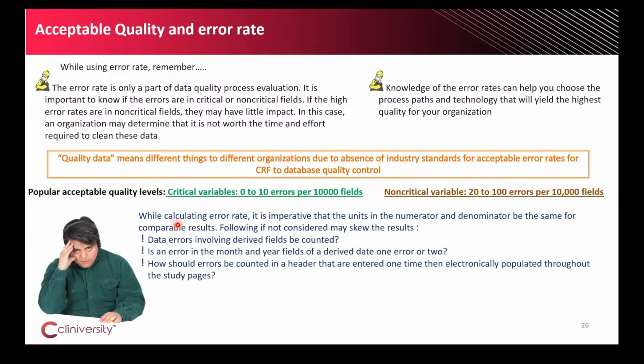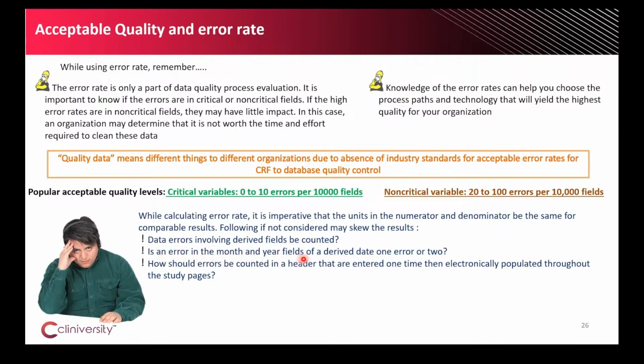While calculating the error rate, it is important that the units in the numerator and denominator are comparable, to give comparable results. If we are not considering the following data issues, it could result in the results getting skewed. For example, data errors involving derived fields: should we even count derived field errors? Because it's a central designing issue, derived fields should ideally not be counted as a personnel issue.